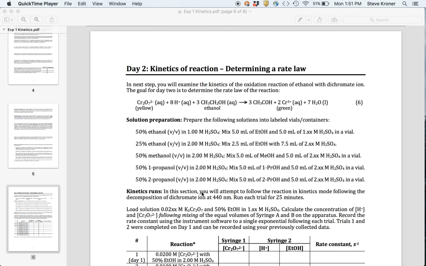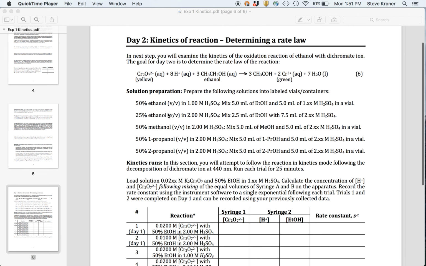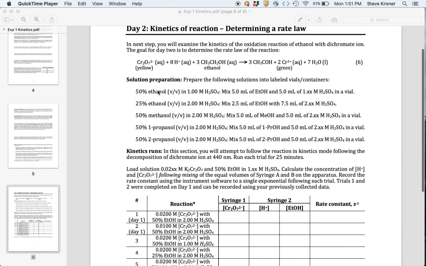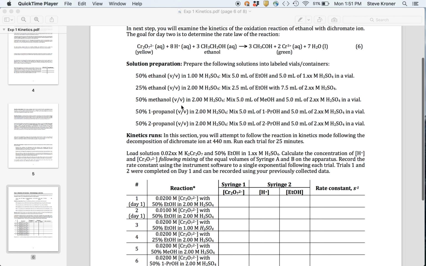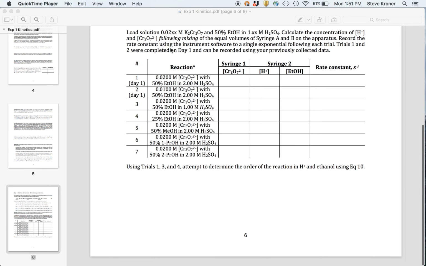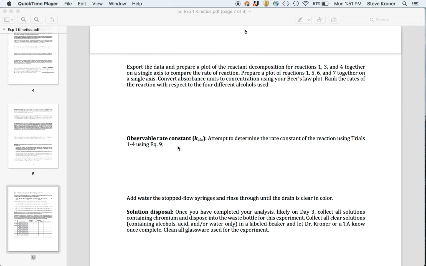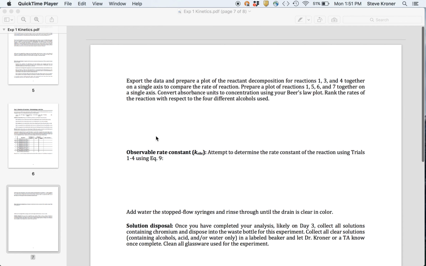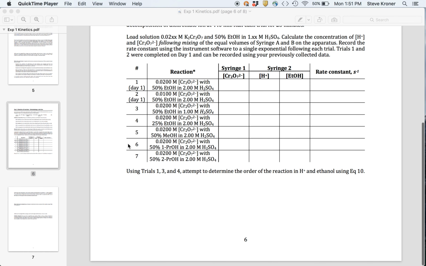As we move into day 2, you're going to look at the reactions as you vary the concentrations of the ethanol and the acid. So you get a sense of how the reaction changes if you change the concentrations of acid and ethanol, and what happens if you use different types of alcohols. Here's our comparison of the different reactions with different types of alcohols. And then from there, you're pretty much just doing some data analysis and finishing up. There's really just 5 new trials that we do on day 2.